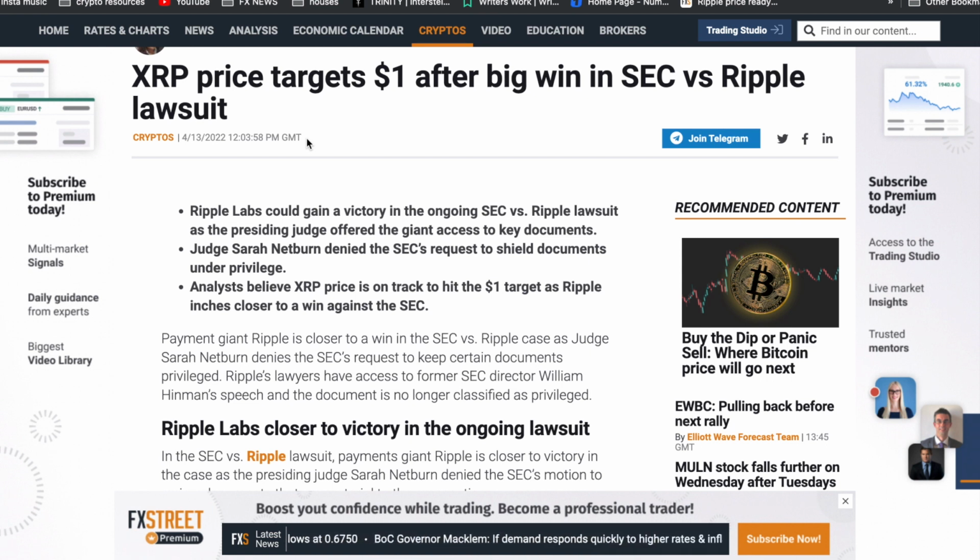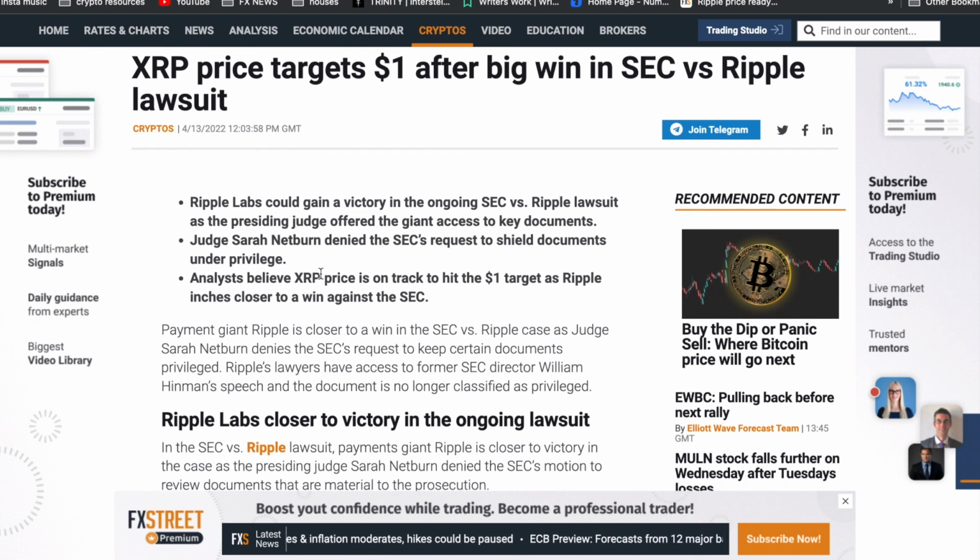I've been telling you guys that. They don't want the same thing that happened with Bitcoin in the early days to happen with XRP, where people, 19, 20-year-olds, became overnight millionaires, billionaires, right? Just from owning a couple of different cryptocurrencies. We also see Judge Sarah Netburn denied the SEC's request to shield documents under privilege. I don't like covering this stuff, mainly because there's a lot of other YouTubers out there that actually do good fundamental coverage on XRP. So I try not to get too in detail in this stuff, just to give you guys some key highlights. Analysts believe XRP price is on track to hit the $1 target as Ripple inches closer to a win against the SEC. You guys can go ahead, click through this article if you choose to do so.